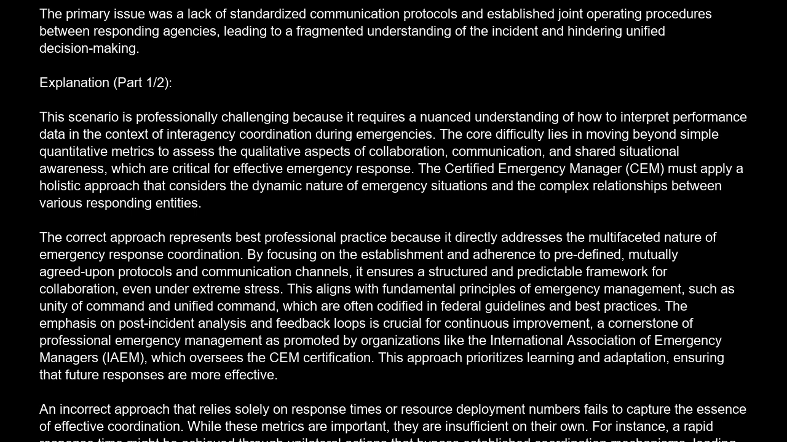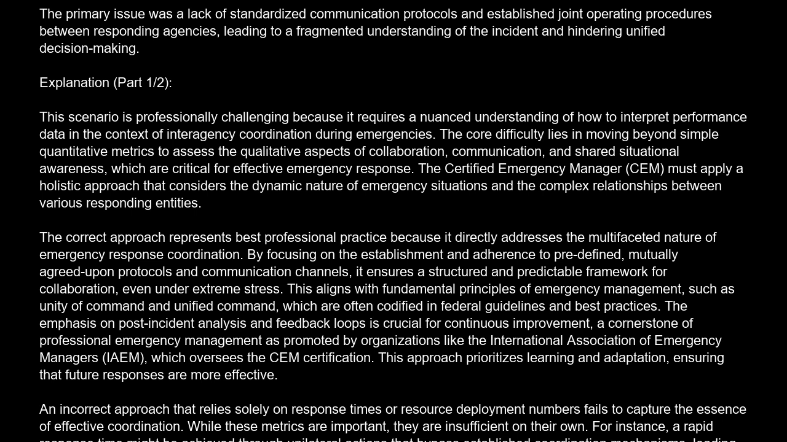Explanation: this scenario is professionally challenging because it requires a nuanced understanding of how to interpret performance data in the context of interagency coordination during emergencies. The core difficulty lies in moving beyond simple quantitative metrics to assess the qualitative aspects of collaboration, communication, and shared situational awareness, which are critical for effective emergency response. The Certified Emergency Manager (CEM) must apply a holistic approach that considers the dynamic nature of emergency situations and the complex relationships between various responding entities.